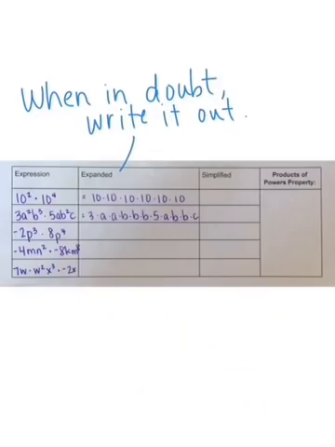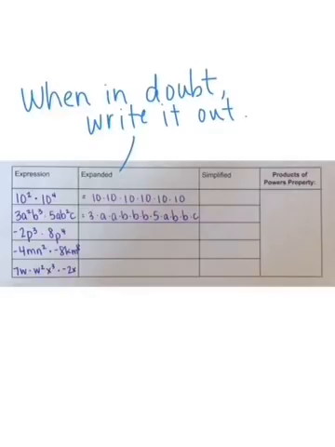Let's look at our first property here. So I have a few expressions written out on my note sheet, and then I started expanding the first two to kind of get you in the mode of doing this. And the rule of thumb when you're working with powers is just when in doubt, write it out. So if you don't remember a rule, you don't remember a property, if you just write out all of the different factors, then you can work through simplifying.